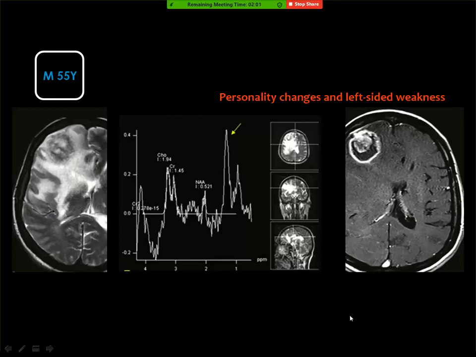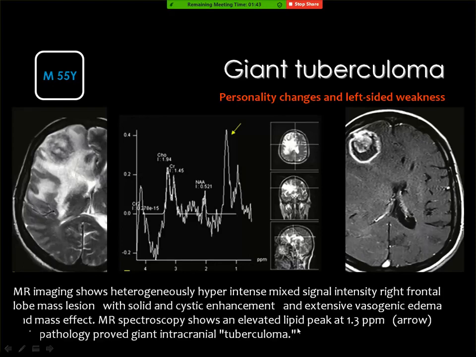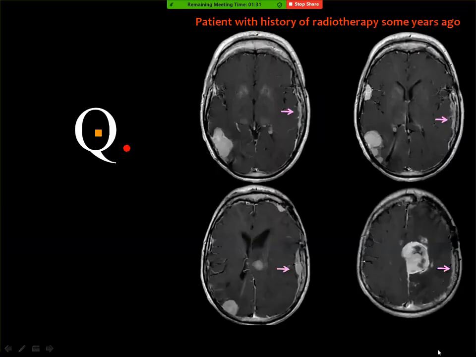This is one of the rules which should be followed: if you have a lesion like this on MRI, you should consider a tumor, but you have the MRS and you do not see the appearance of a tumor, think of infection, and this was a giant tuberculoma. And here you cannot see the tumor peaks, but you see the lipid peak, which is very prominent in inflammatory conditions.